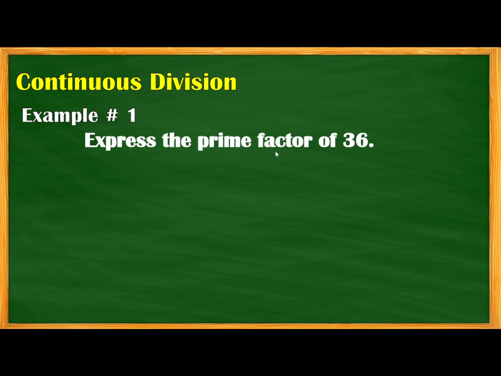Express the prime factors of 36. So this would be the given number, 36. This would be the continuous division bar. Let's divide this using a prime number. Think of a prime number that would be a factor of 36. Let's start with 2. 36 divided by 2, the quotient would be 18. Again, let's think of a number that can divide 18. It's 6, a prime number.